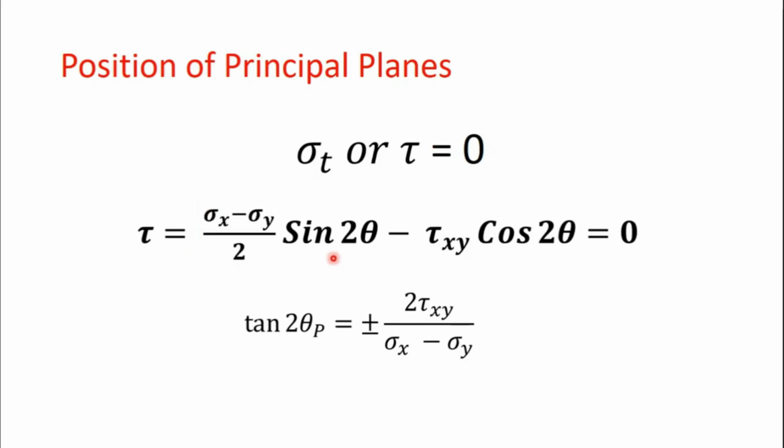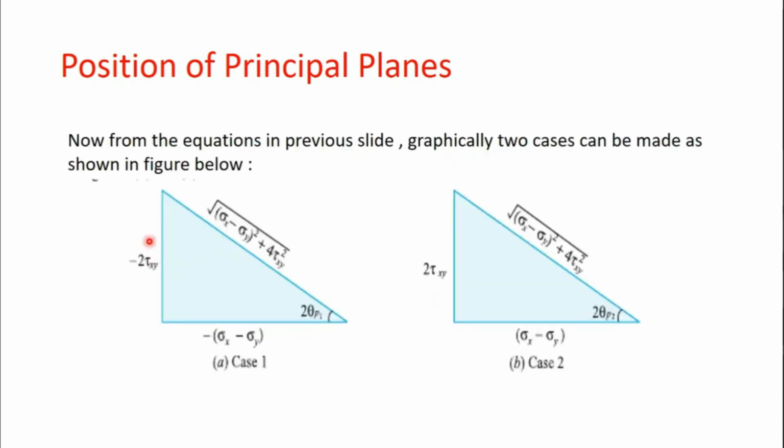So this is the general equation of tau we have just derived, and putting it equal to 0, we get tan 2 theta p. You can see these angles are plus and minus, so there will be two angles representing this value of tan, and if you take tan inverse you will get two angles. If one plane is at 2 theta p, then the other plane will be at 2 theta p plus 180. So there will be two angles, and you can see them in this triangle. First we have taken the minus sign, and then we have taken the plus sign, and this triangle is created. This is 2 theta p1 and 2 theta p2.